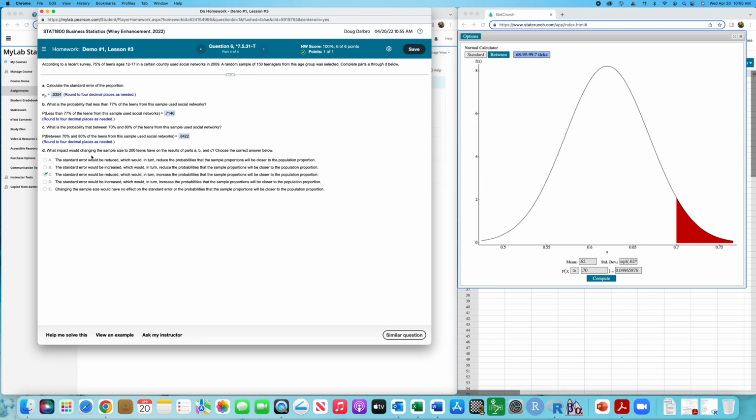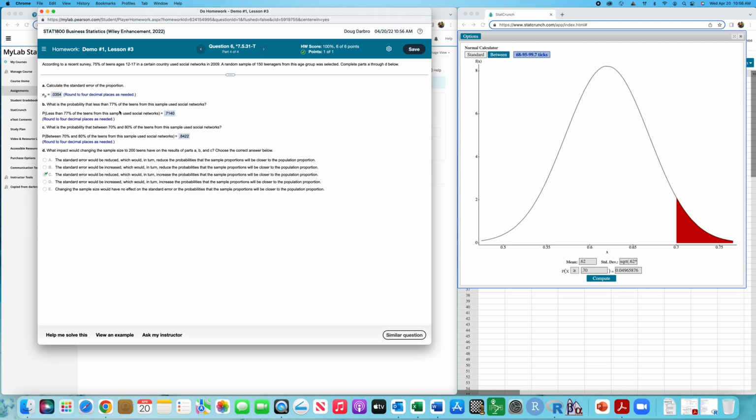So I get 0.0354. And again, I can't preach this loud enough. All three numbers have to go under the square root. I see so many people who will do the square root of 0.75 times 0.25, and then they'll divide all that by 150. They don't put the 150 under the square root. That's not going to work. All three numbers have to go under the square root.